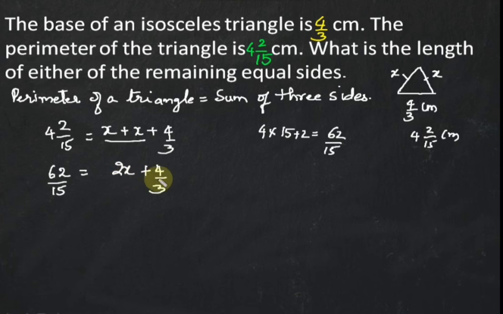Next is keeping 2x as it is and bringing all the numbers on the other side. So 62 by 15. This plus 4 by 3 will become, this 2x you keep as it is and plus 4 by 3 will become minus 4 by 3 because it is coming on the other side. We are bringing it on the other side. So minus 4 by 3. This plus sign will change into minus sign when it comes on the other side.